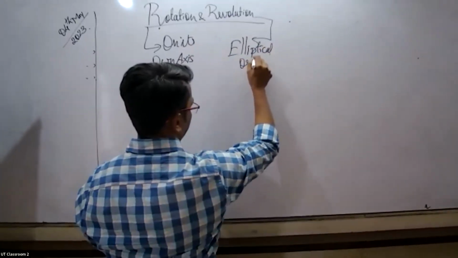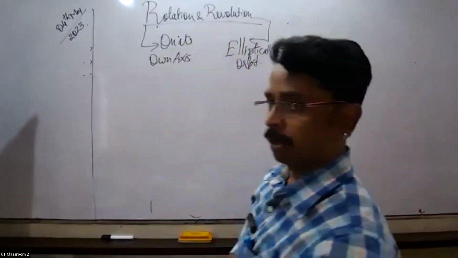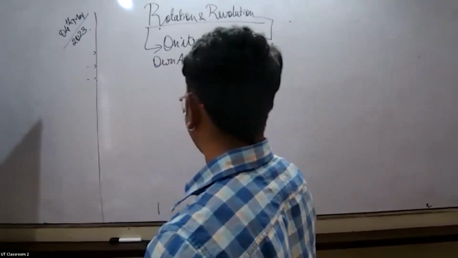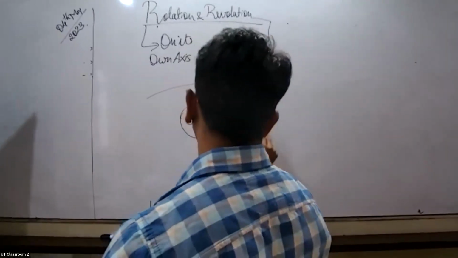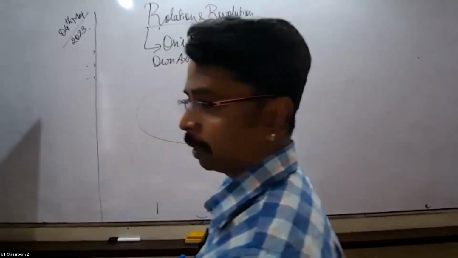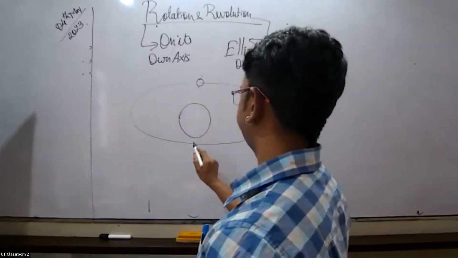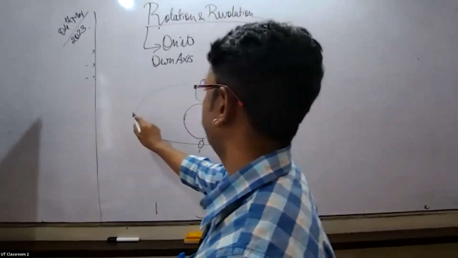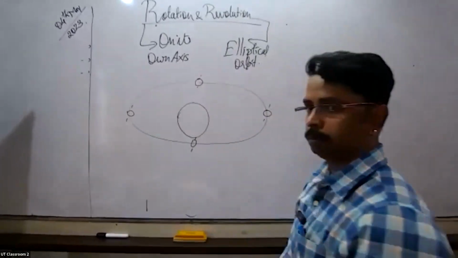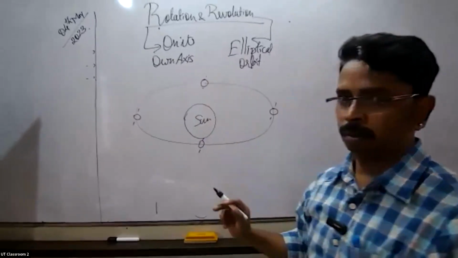When that video was played, you can ask me, sir, what does this word elliptical mean? When I'm saying this, the sun is in the center, correct? Then we have the other planets. We are least worried about other planets. We are only worried about our planet. So I'm saying this is what the Earth is doing. So this is our sun and Earth.